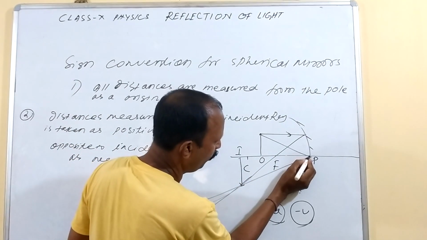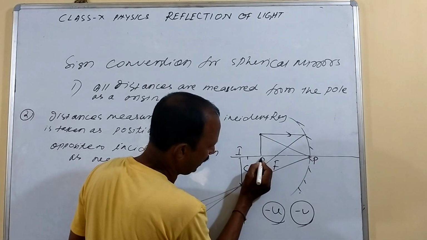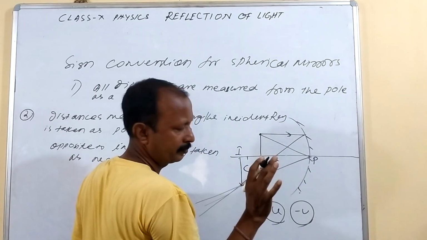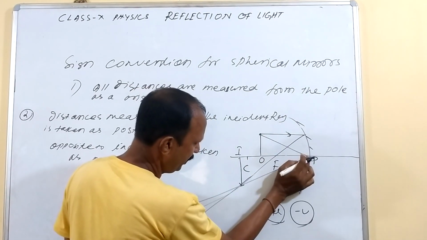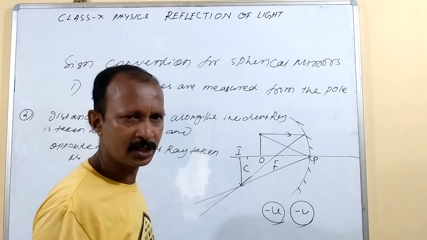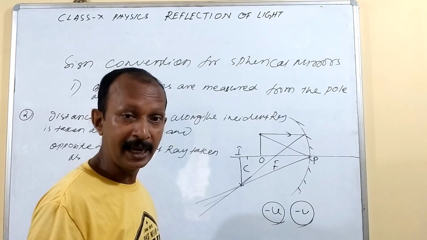All the time from the pole. The object is here, I am measuring like this. It is opposite to the incident ray. That is why negative. Okay. The image is here, I am measuring pole to image. It is opposite to the incident ray. So it is taken as negative.